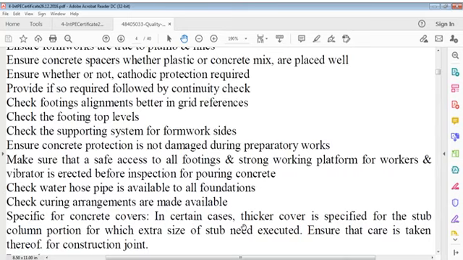Check supporting system for formwork sides. Supporting system we have to check because there are chances when you use pump, concrete falls with speed, and when it's to some level or full, pressure is built up and your side verticals can open, destroying all work. So you have to check supports and system of all sides of foundations.